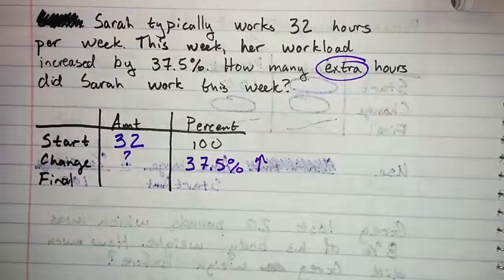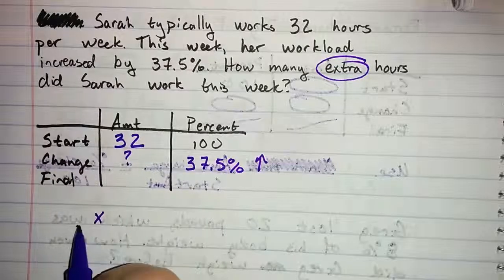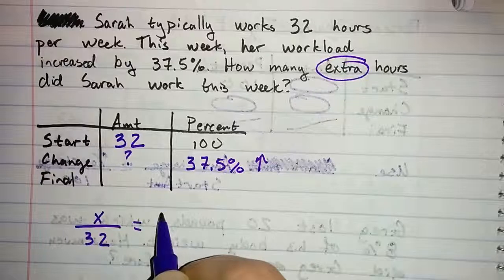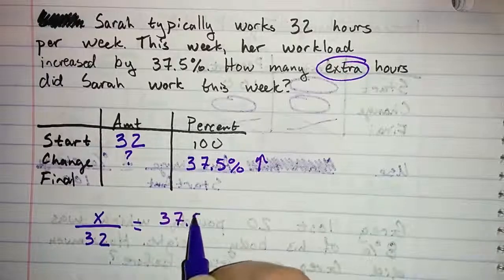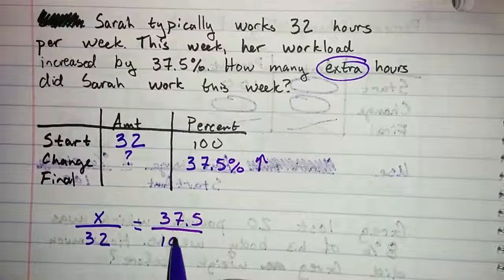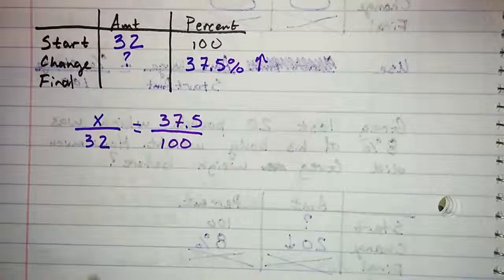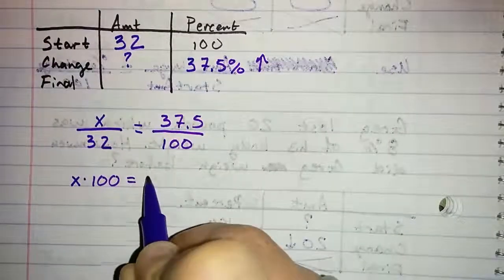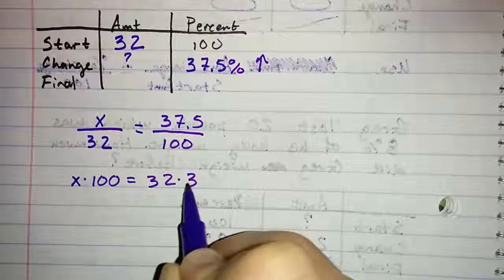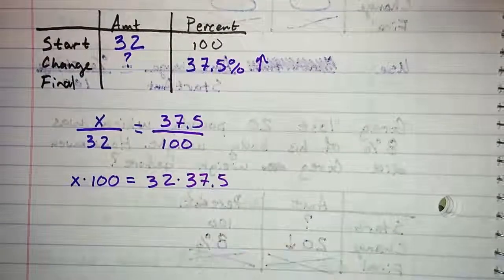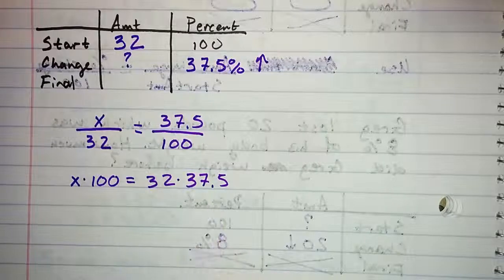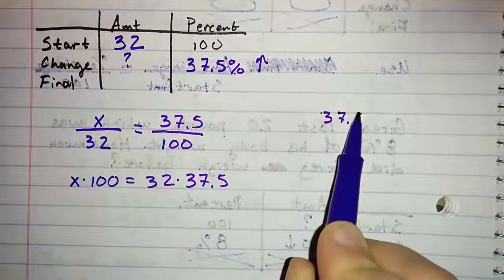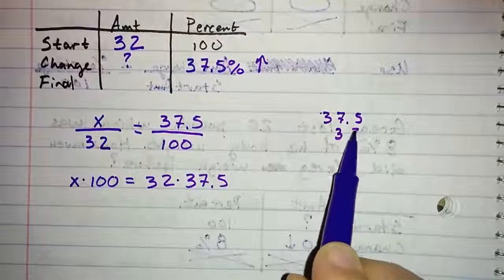So I'll set up a proportion. Amount change over starting amount is percent change over 100. Cross multiply to solve. X times 100 is 32 times 37.5. Let's do this multiplication. 37.5 times 32.